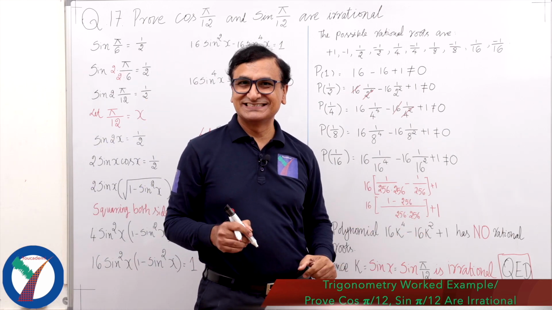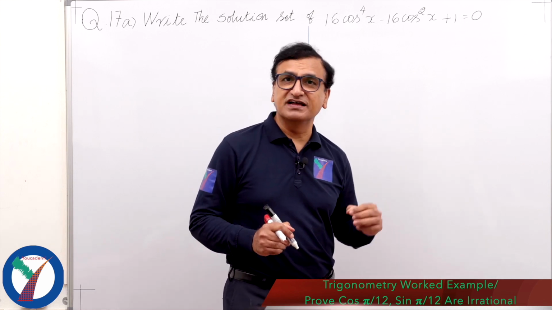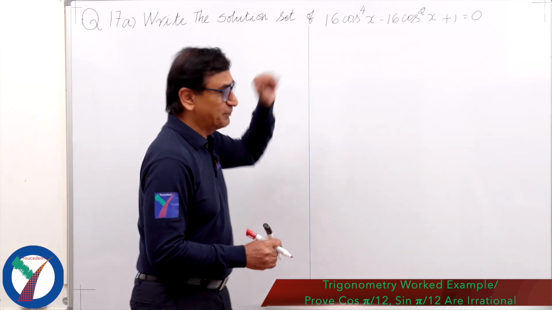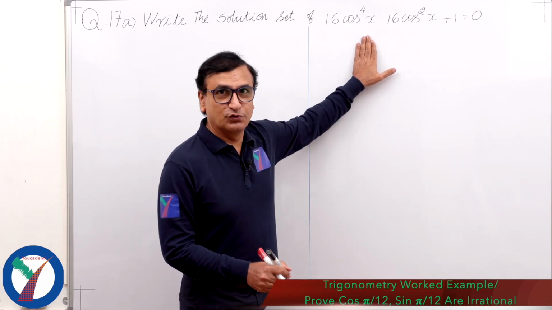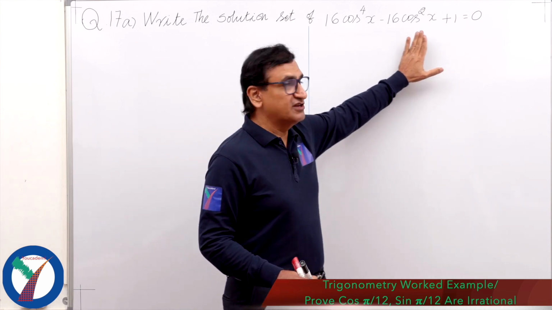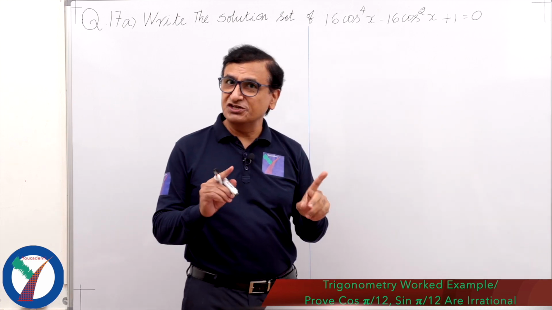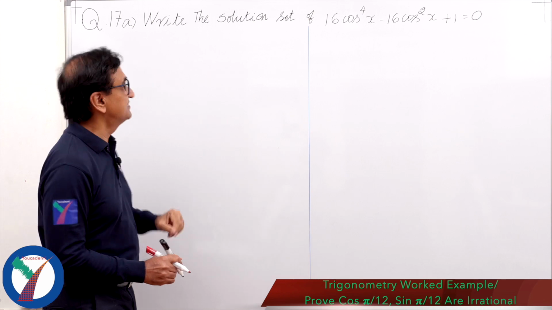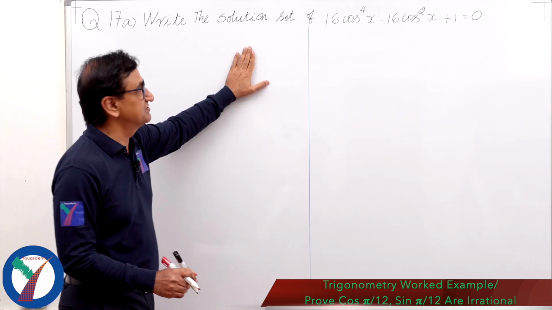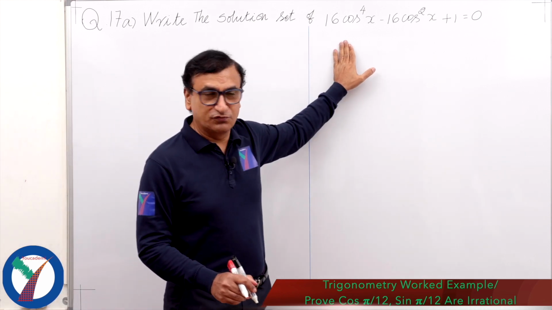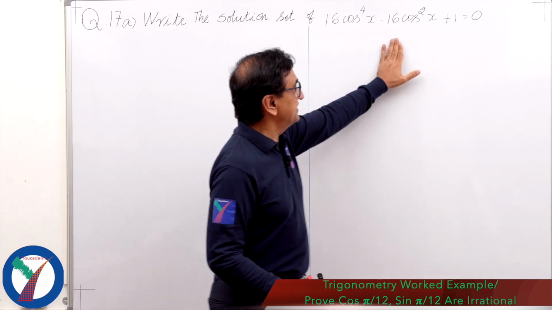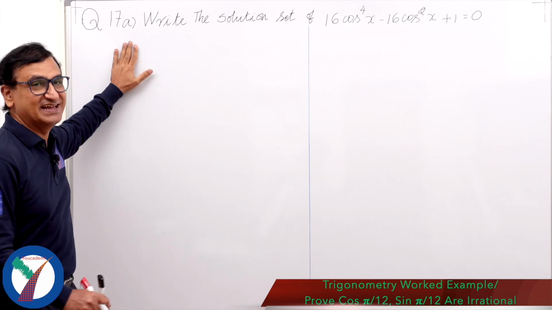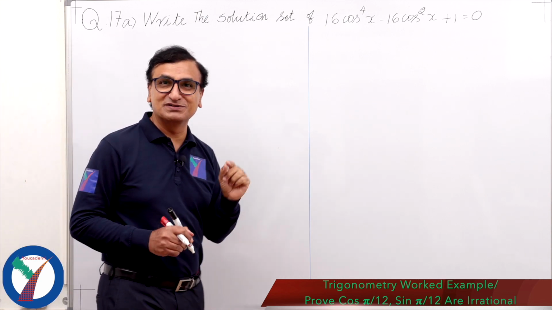Thanks for watching. There was something that left me unsatisfied after I finished question number 17. Our polynomial 16 cos power 4x minus 16 cos square x plus 1 has no rational roots. But what about the actual roots of this polynomial? In other words, write down the solution set of 16 cos power 4x minus 16 cos square x plus 1 equals 0. And that's our question number 17a, sort of a supplement to question number 17.